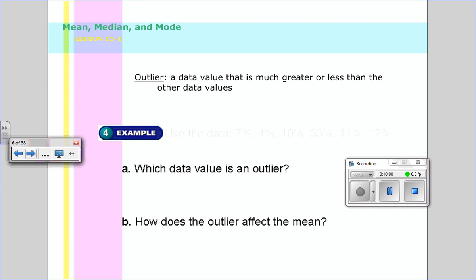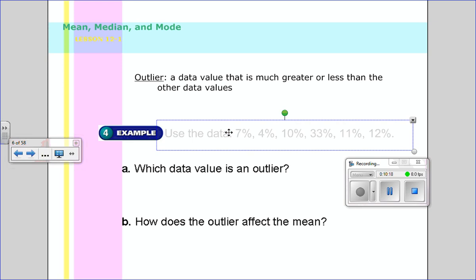All right, and now the final piece of this lesson is that sometimes when we have data, there seems to be a number that's really off in comparison to the others. It's either really big or really small, and we call that an outlier. When we talk about outliers, it's just that number or value that is much greater or less than the others.